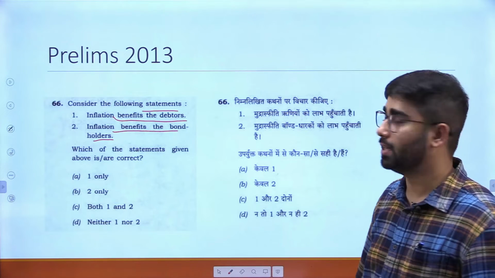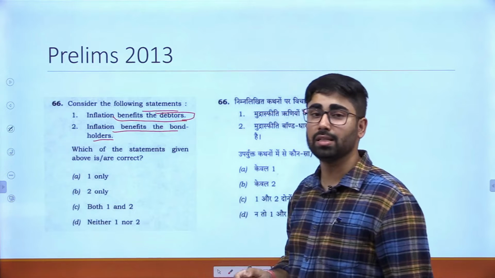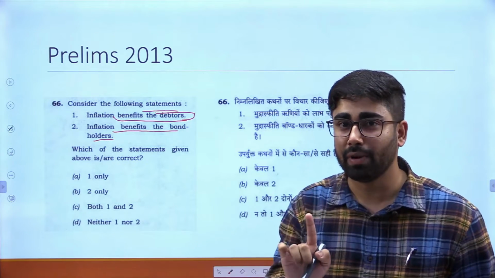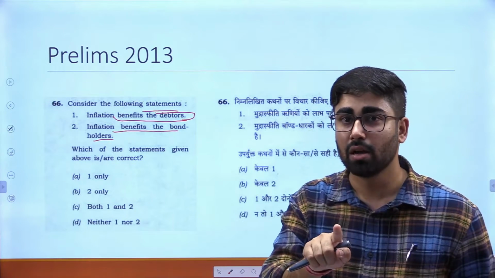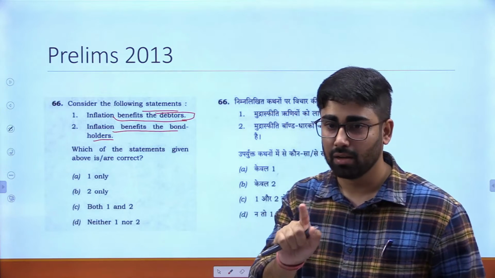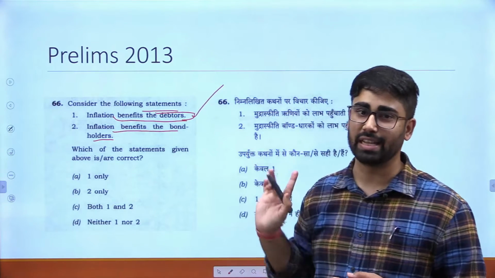Inflation benefits the debtors. See, inflation benefits the debtors essentially means those who are borrowing. We have understood that one of the impacts of inflation is that it harms the savers, but it benefits the borrowers. We have seen that, yes? So, it benefits the debtors. That is the correct statement.